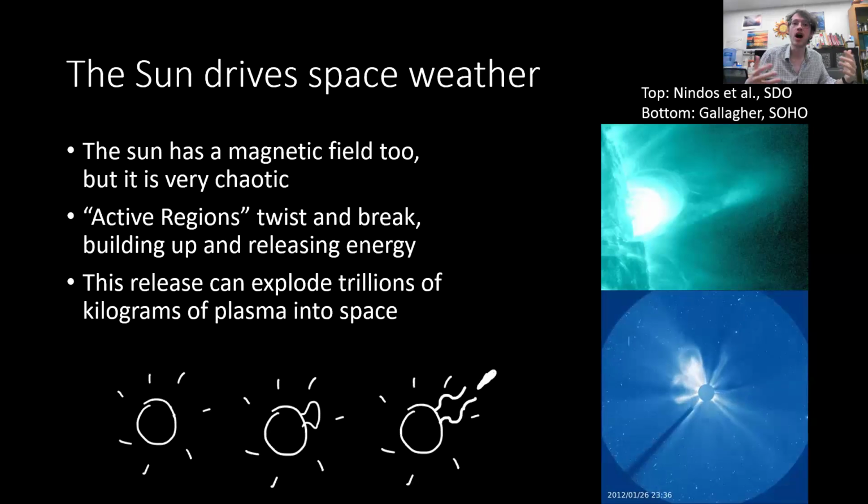These things weigh a lot. They can weigh trillions of kilograms because the sun is huge. So these things are really big too. 1 trillion kilograms is about how much every person on Earth weighs all combined. All the humans on Earth put together weigh about that much.